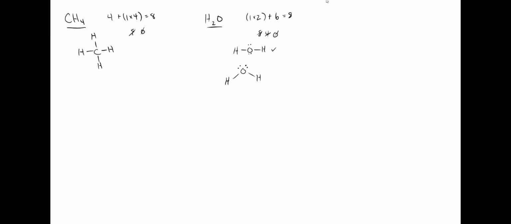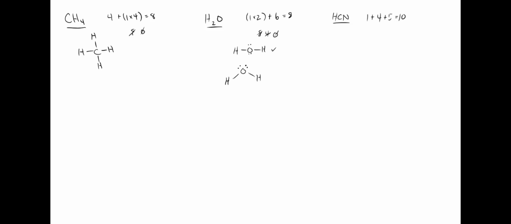The next molecule is hydrogen cyanide. Here we have 3 different atoms. So hydrogen has 1 valence electron. Carbon is in group 4A, 4, and nitrogen is in group 5A, 5, for a total of 10 valence electrons, something a little different.